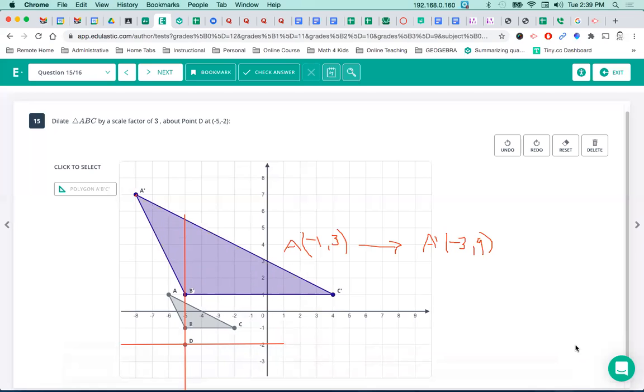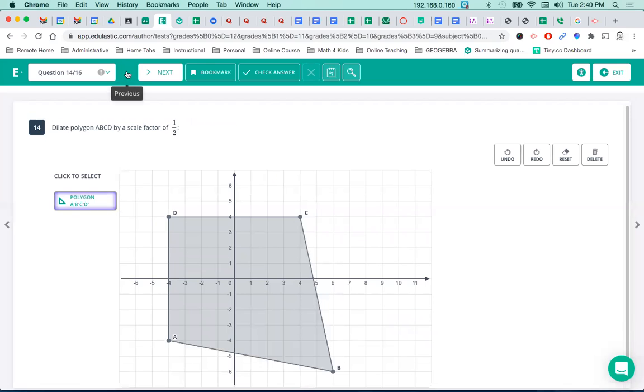Now I'm going to go ahead and clear out all the drawings. This makes sense. If I'm dilating from D, A prime is now 3 times as far away from D as A was. B prime is 3 times as far away as B is. And C prime is 3 times as far away as C is, all relative to point D. So it's getting bigger from D. That was definitely one that some people were struggling with.